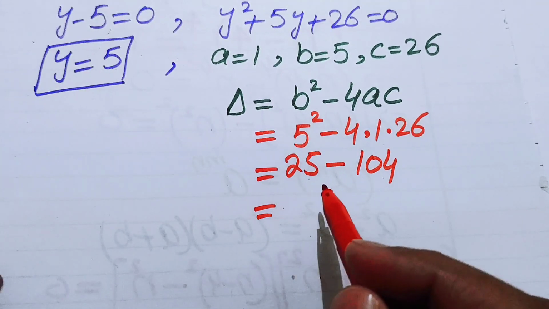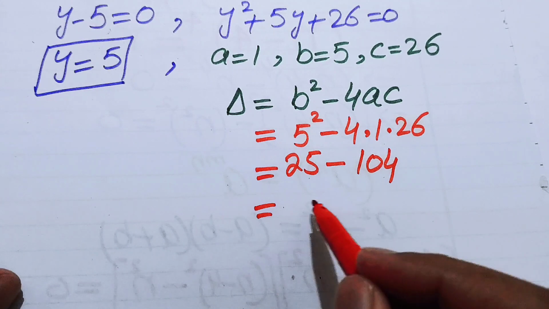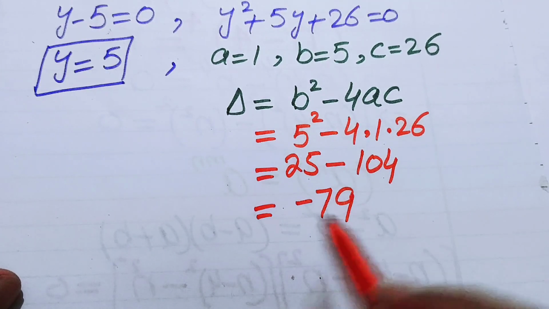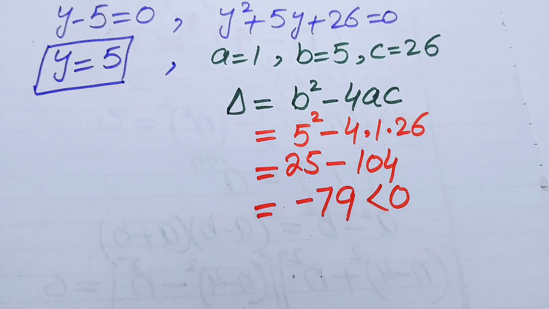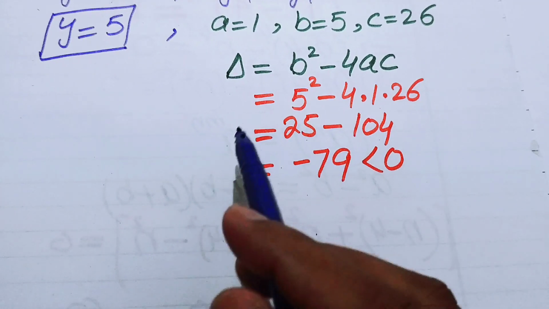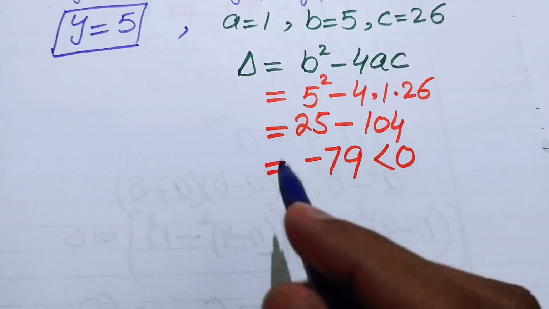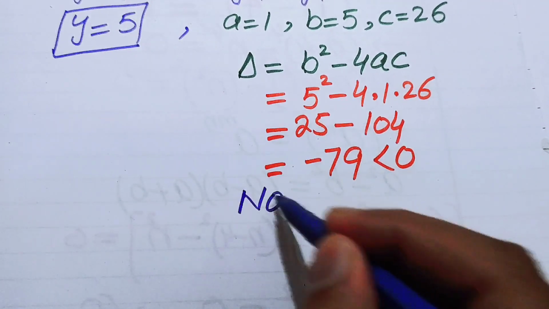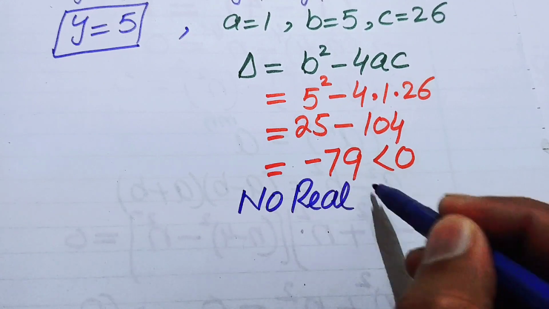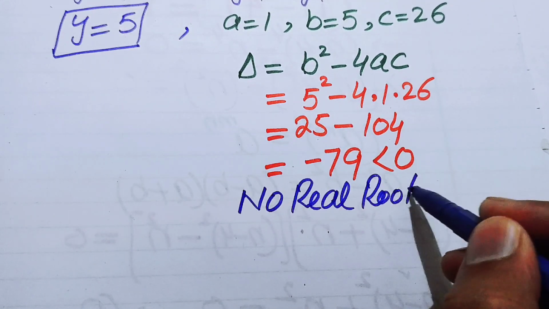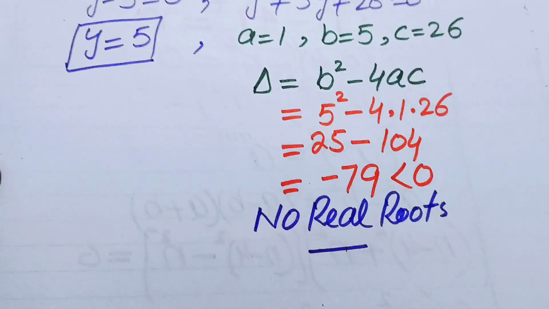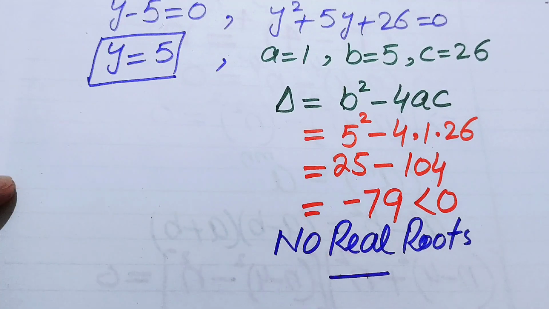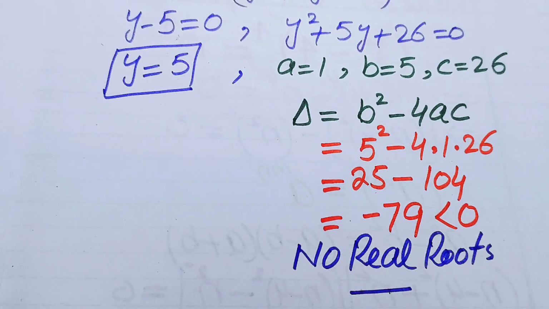Now you subtract these two values. 25 minus 104 equals minus 79. So it is less than 0, and the discriminant tells us that if the value of delta is less than 0, then it gives no real root. So if it gives no real roots, then we will reject this case, and we can proceed with the first case only, because in this problem we need to find the real roots only.